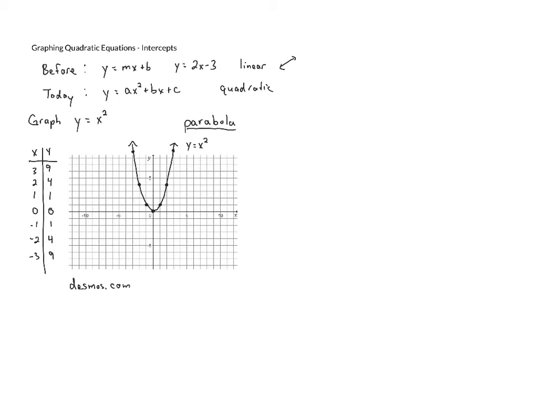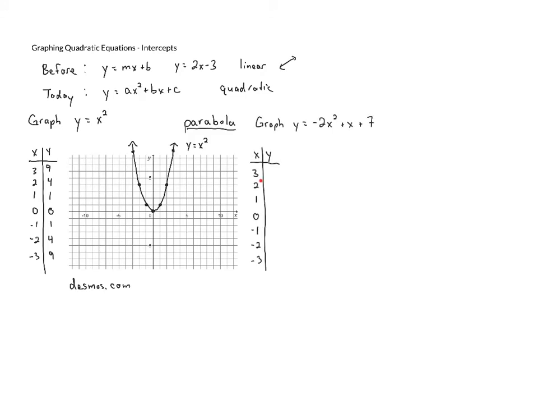So let's look at our next example. The next equation we're going to graph is going to be y equals negative 2x squared plus x plus 7. Again, we're going to make a table of values. And if we don't really know what the graph is going to look like, I would always recommend picking x values 3, 2, 1, 0, negative 1, negative 2, and negative 3.